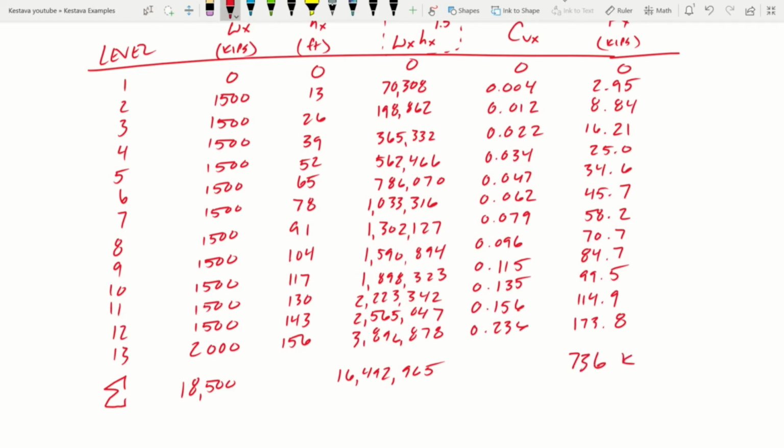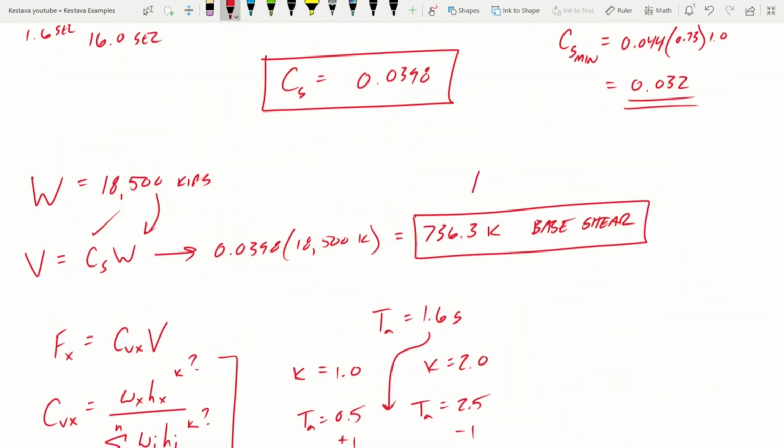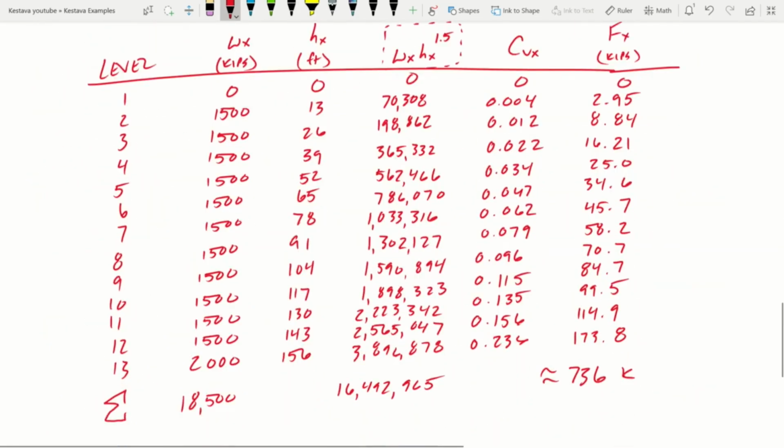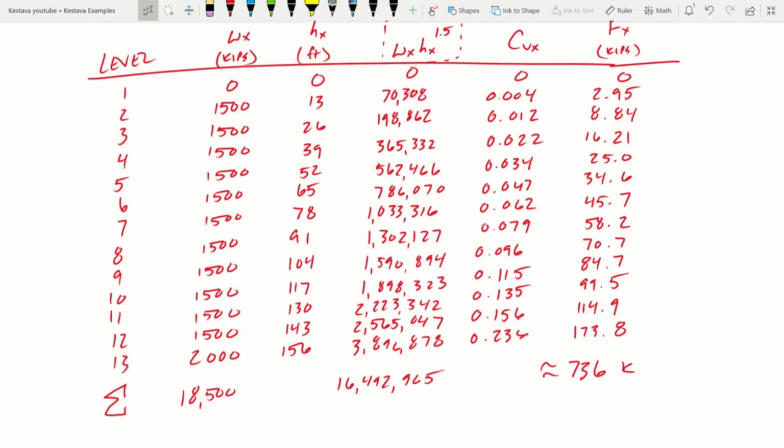736 kips. It's slightly off, and I rounded in here, but if you did do a perfect Excel spreadsheet, those should all stack right up to equaling the exact sum of that number. So I'm good with that. Doing it by hand, I'm good rolling with that. All right, and that is our lateral force, F, at each story.